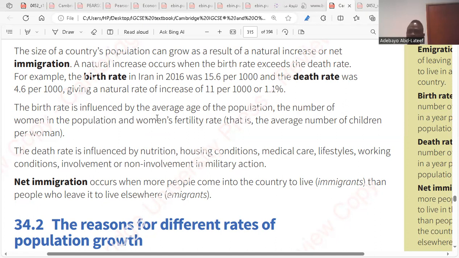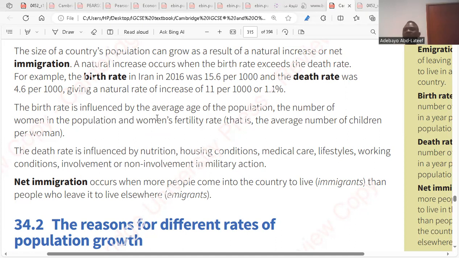Now we go to each one, the first being natural, which is the birth rate. The birth rate is influenced by the average age of the population, that is, how young or how old the population is. The second thing is the number of women in the population. The more women we have in the population, the greater the tendency for a lot of births. But we also have to think about the rate of fertility in women, that is, the tendency of women being able to bear a child.